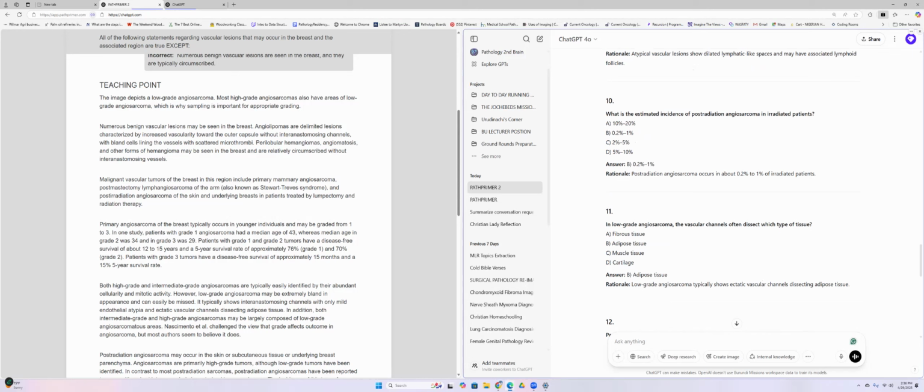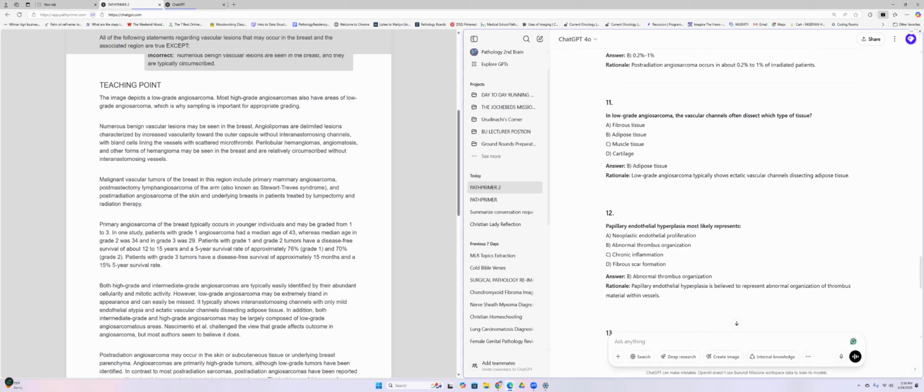D, 0.21%. That's a figure to remember. Okay. Number 11. The first question was the type of tissue. Adipose. Excessive fasciculation dissecting adipose tissue. Low-grade angiosarcoma. Let's quickly see some pictures of low-grade angiosarcoma.